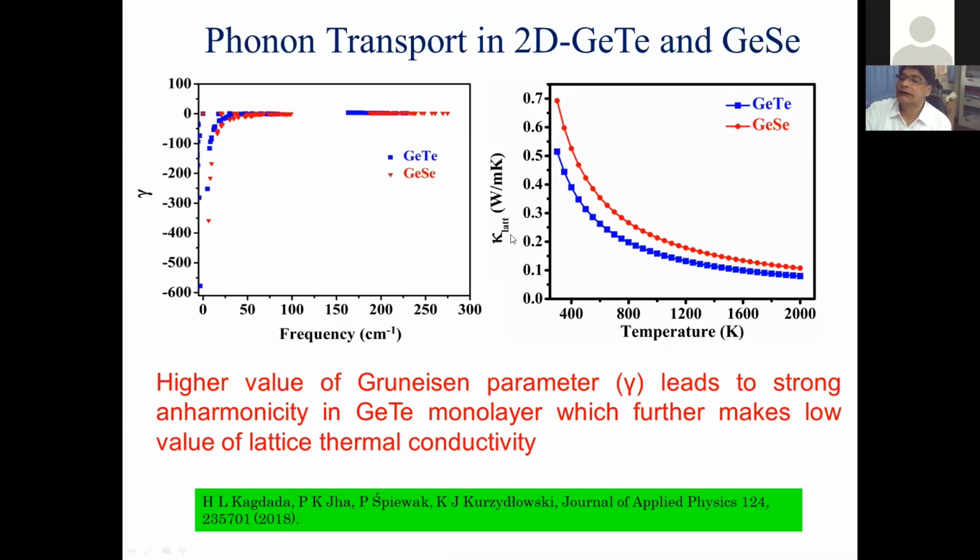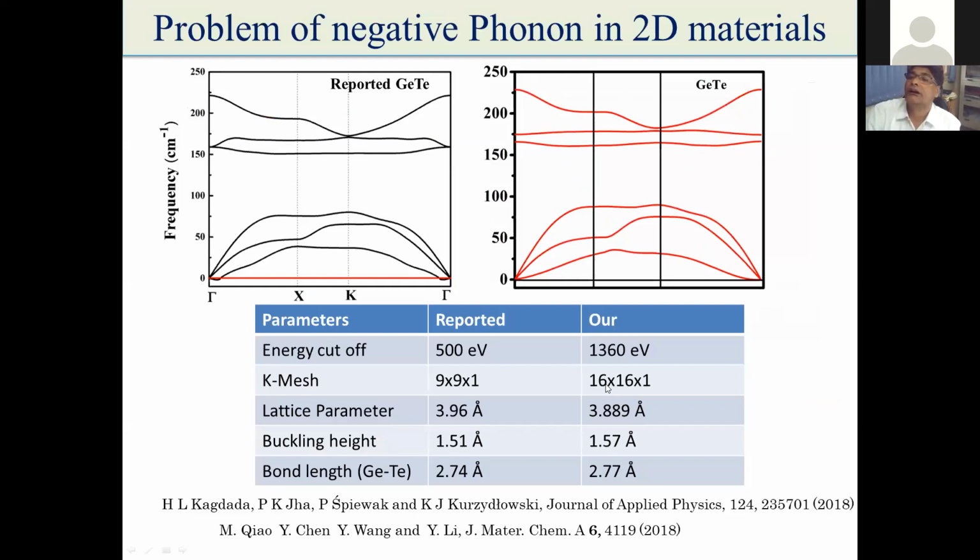I have compared the lattice thermal conductivity for two-dimensional GeTe and GeSe. Here you have the mode Grüneisen parameter, an important parameter for deciding the thermoelectricity in the material. A higher value of the Grüneisen parameter leads to strong anharmonicity of GeTe, the blue one, the monolayer, which further makes a low value of lattice thermal conductivity. That is how it goes, right?